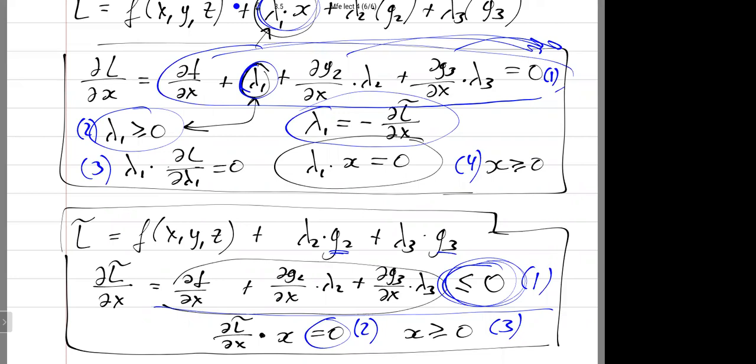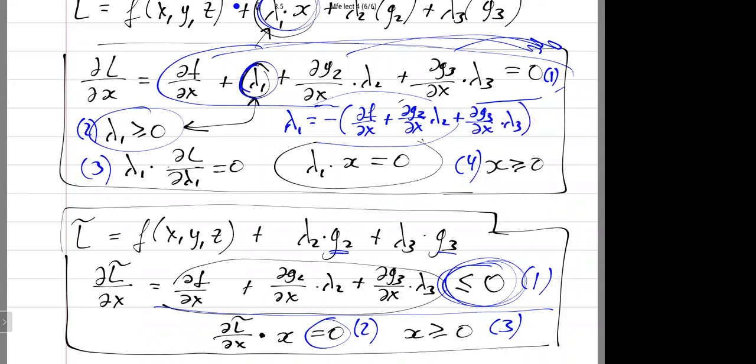Why is it negative? Because lambda 1, so let's express lambda 1. Lambda 1 is minus df with respect to dx plus dg2 with respect to dx times lambda 2 plus dg3 with respect to dx times lambda 3, which is minus the derivative of the parsimonious Lagrangian function with respect to x.